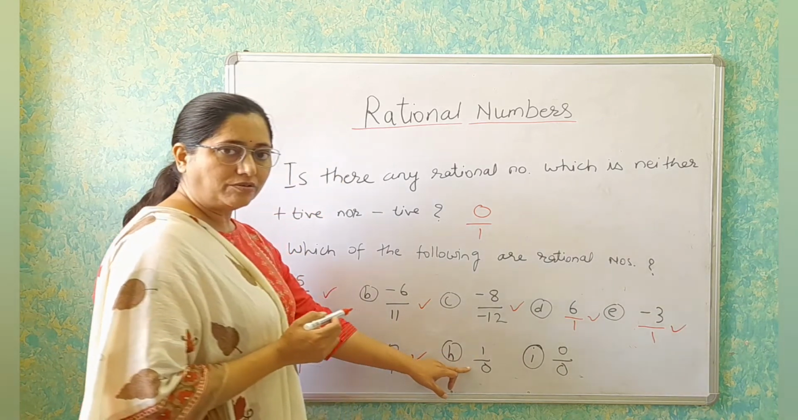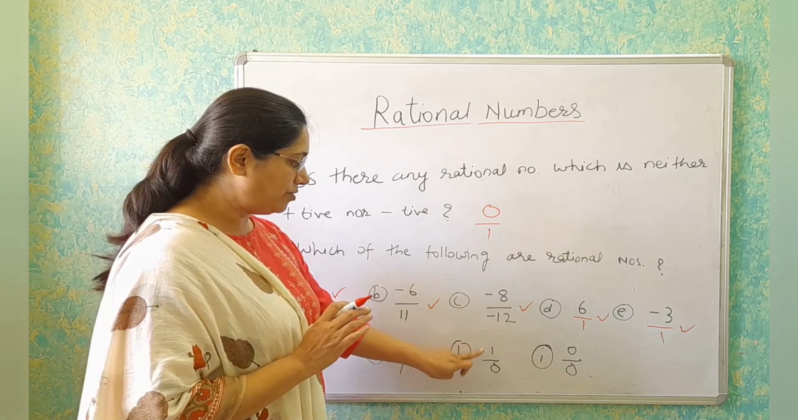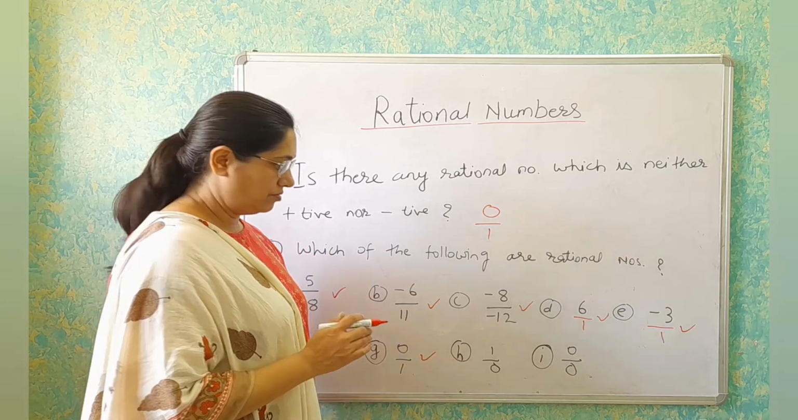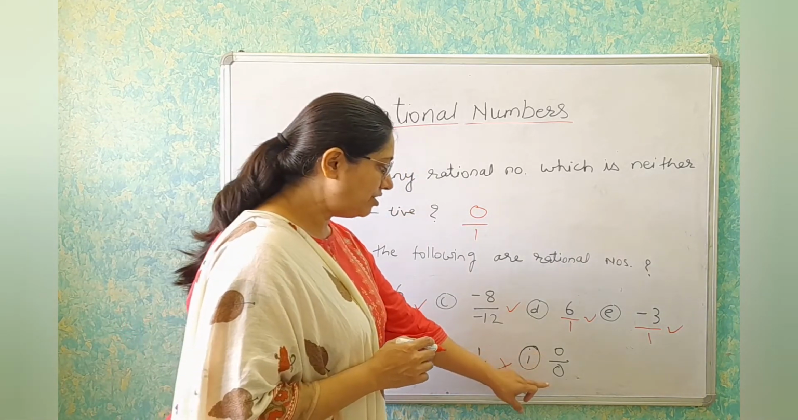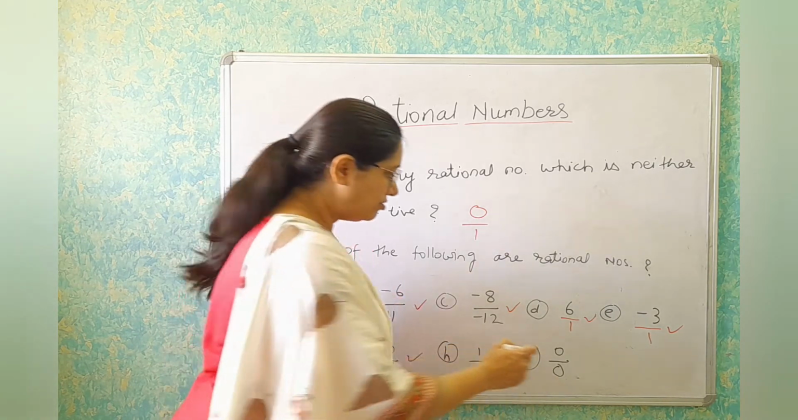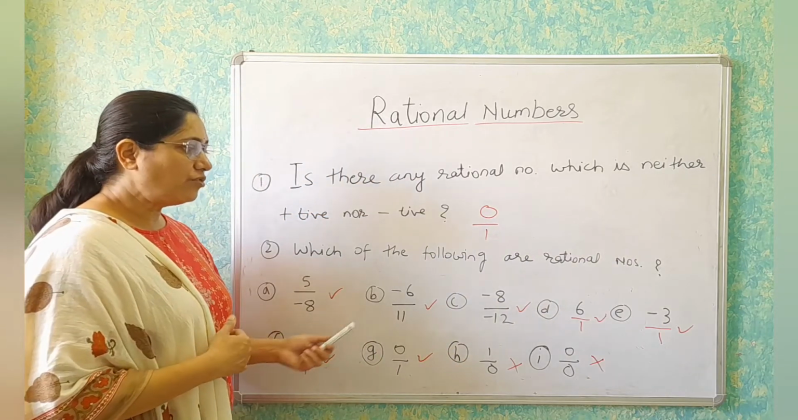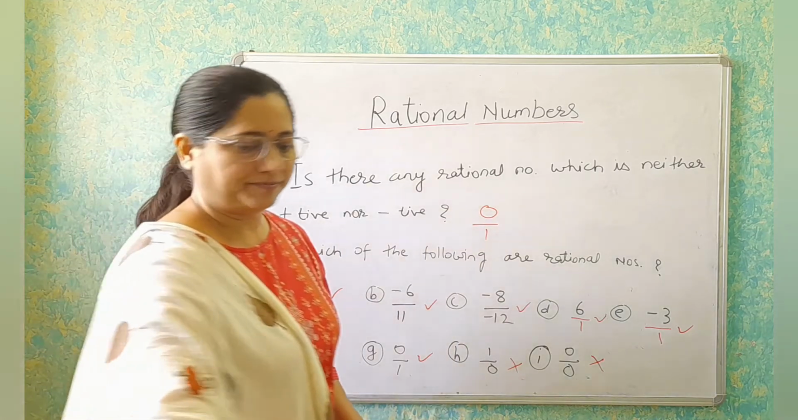1 upon 0. If you remember, rational numbers are represented in the form p upon q, but q should not be equal to 0. So this is not a rational number. Next, 0 divided by 0. Again, the denominator cannot be 0. So again, this is not a rational number. So this is how we solve all the questions. Next, let's move to our next segment.